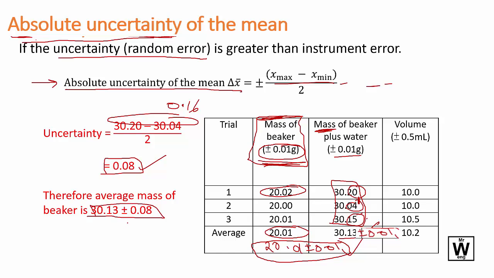plus or minus 0.08. Okay, so there are two ways to do the uncertainty of the mean, and it'll probably be this one because it's probably going to be larger than your instrument error.